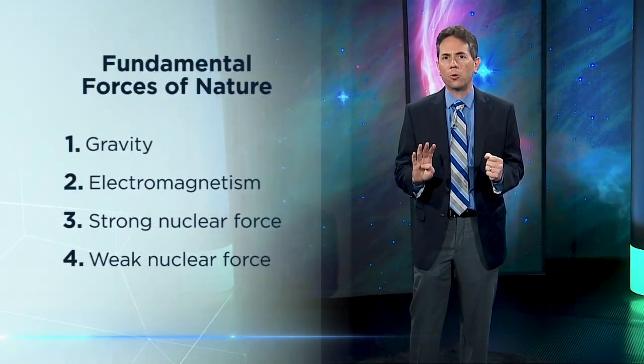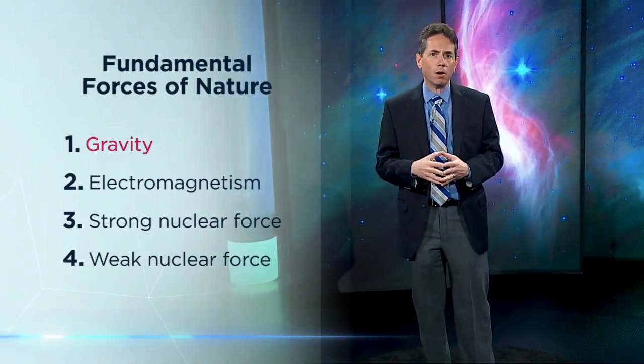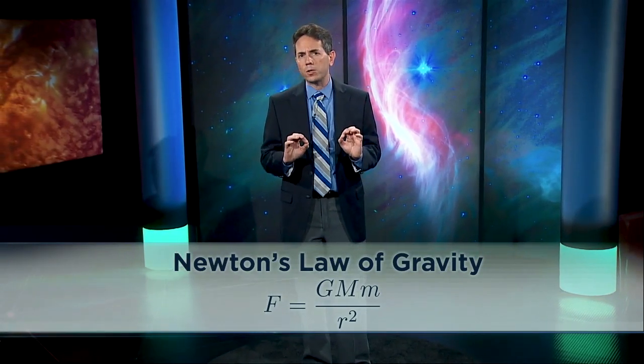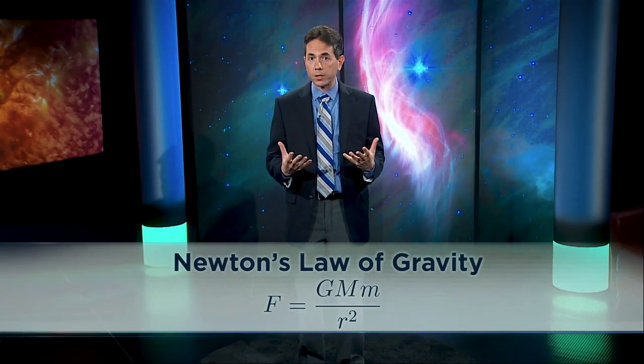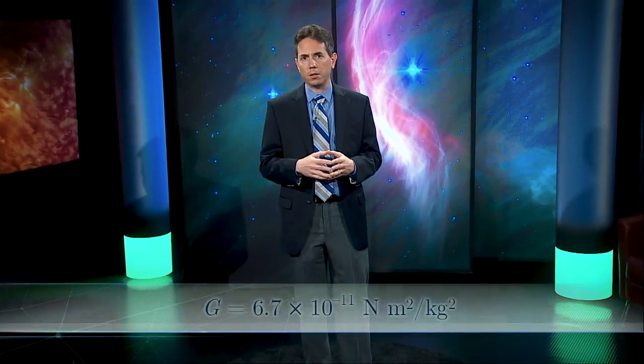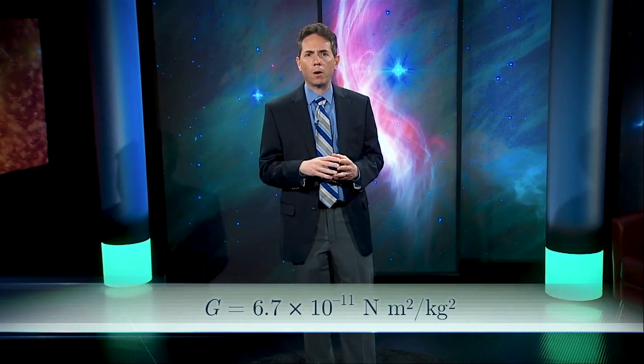To start, let's remind ourselves about what's probably the most familiar of the four fundamental forces of nature: gravity. It's what keeps us pinned here to the surface of the Earth. Every mass attracts every other mass according to Newton's law of gravity, which says that the force is proportional to the product of the two masses and inversely proportional to the square of the distance between them. The constant of proportionality is big G, Newton's gravitational constant, which has a value of 6.7 times 10 to the minus 11 Newton meters squared per kilogram squared.